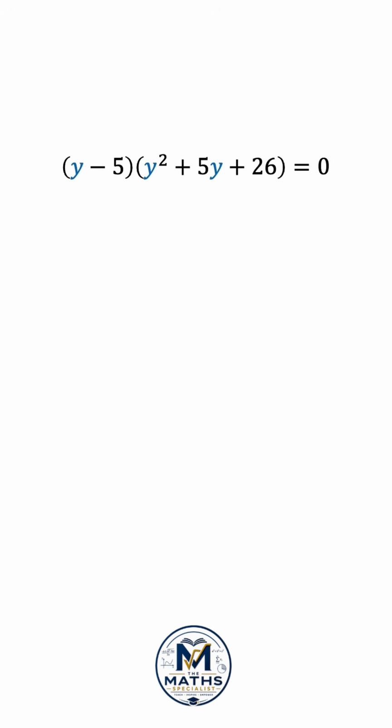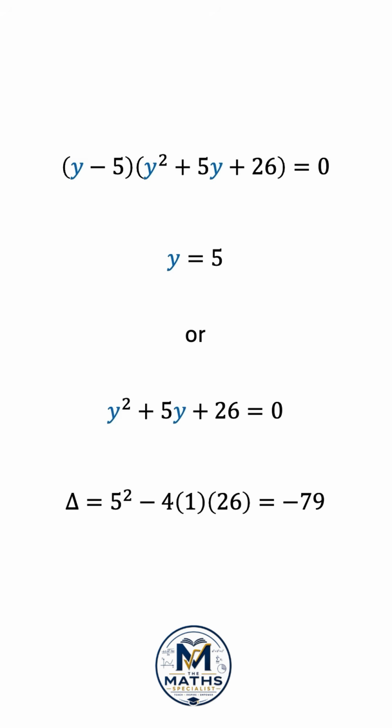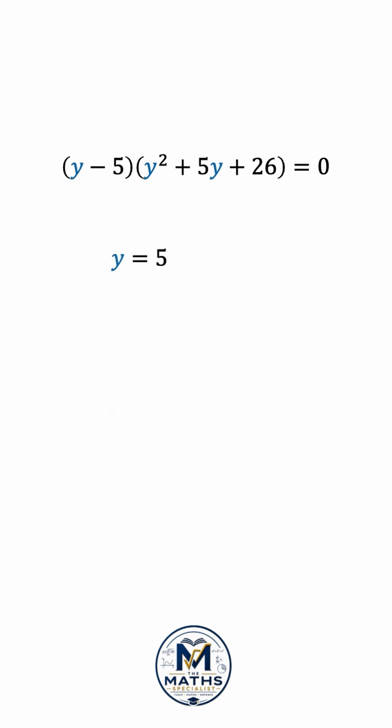Now then, the solution to this equation is either y minus 5, meaning y equals 5, or the quadratic must be equal to 0. But if we look at the discriminant, b squared minus 4ac, it gives us negative 79, a negative number, meaning that this has no real solutions. And so y equals 5 is the only real root of this cubic.